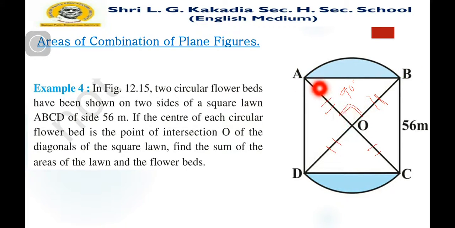For that we need the area of this triangle. Here you can see that the angle AOB is 90 degrees, so it is a right angled triangle, and the two sides AO and OB are equal. So we want to find AO and OB. For that, one side AB, the hypotenuse, is given, that is 56 meter. So we can easily find AO and OB.